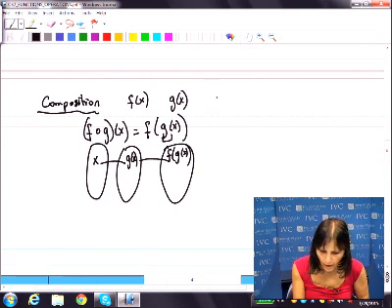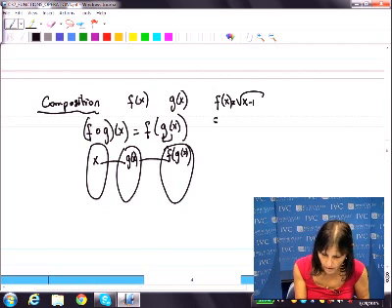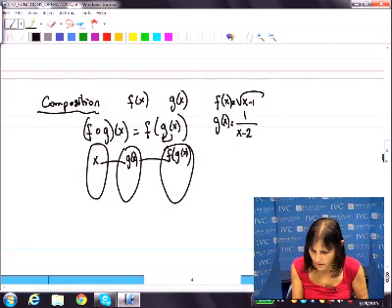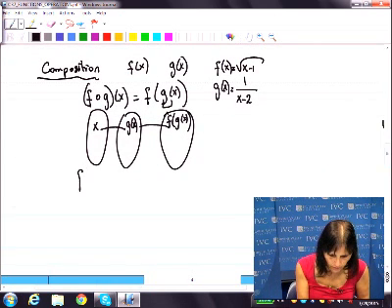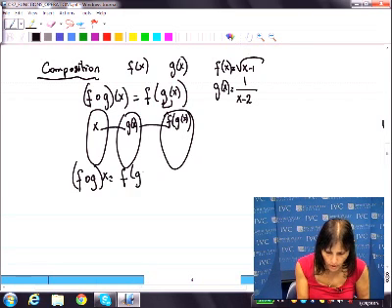Alright, well, let's look at this. Let's assume I have the same f of x and g of x. f of x is the square root of x minus 1. g of x is 1 over x minus 2. And let's say I want to do f composite g of x. So that means f of g of x.